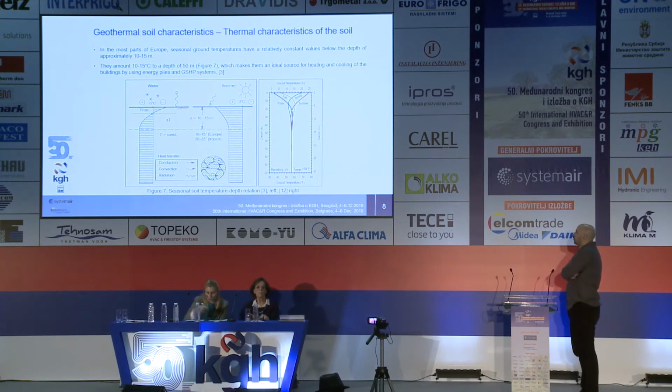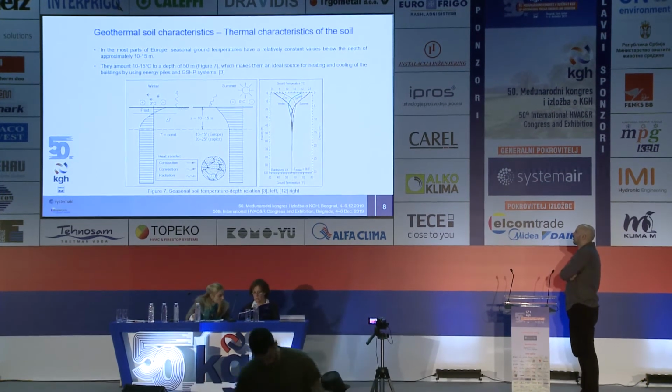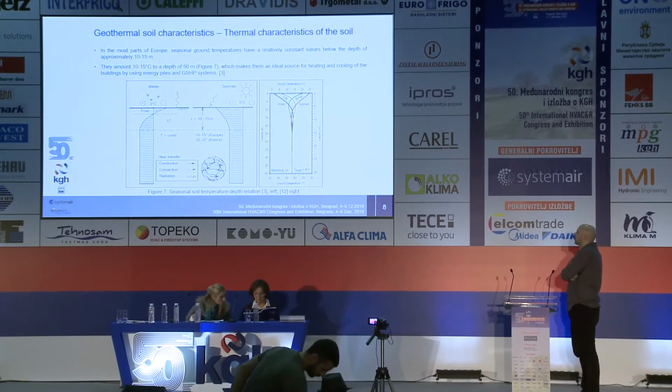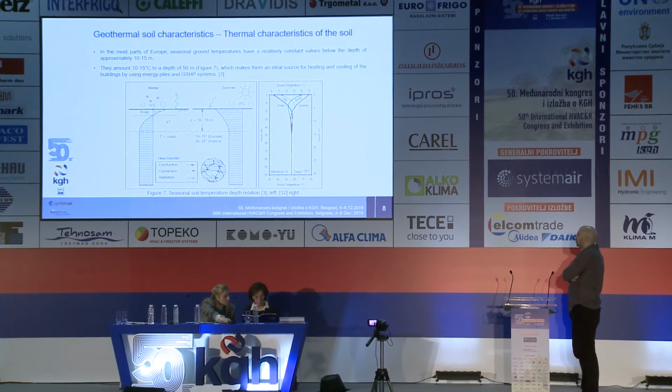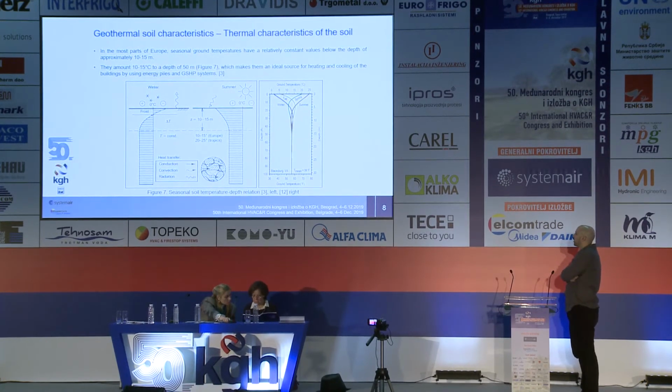In most parts of Europe, seasonal ground temperature has relatively constant values below the depth of approximately 10 to 15 meters. Like I already mentioned, those temperatures amount to 10 to 15 degrees Celsius. And basically that makes them an ideal source for heating and cooling of the building by using energy piles and ground source heat pumps. On these images, you can see the seasonal soil temperature-depth relation.